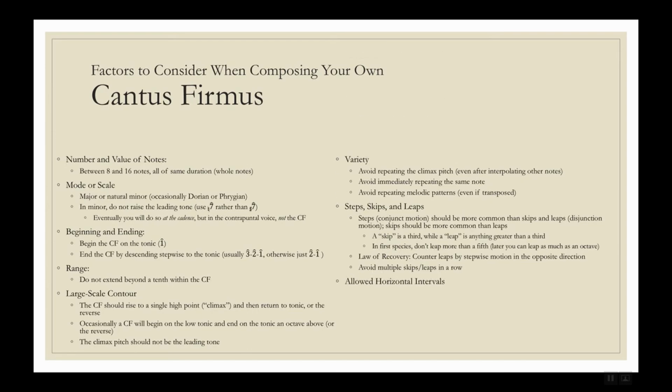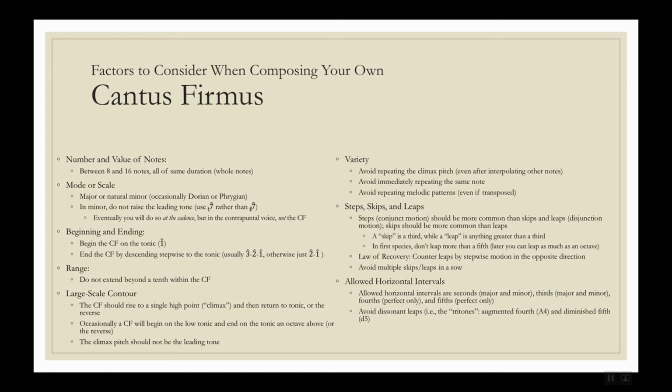The following are the horizontal intervals, the melodic intervals that are allowed in Cantus Firmus. Seconds are allowed, both major and minor. Thirds are allowed, both major and minor. Fourths, only perfect fourths, no augmented fourths. Fifths also, but only perfect fifths, no diminished fifths. And remember, we're not leaping any more than a fifth. So those are all the intervals that we are allowed for our Cantus Firmus. We are going to make sure to avoid dissonant leaps, and these would be the tritones.